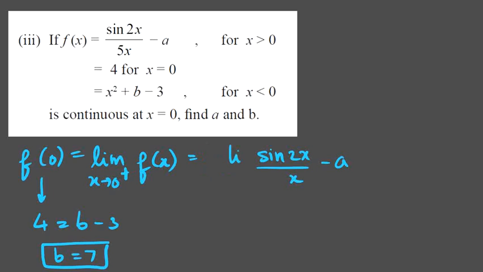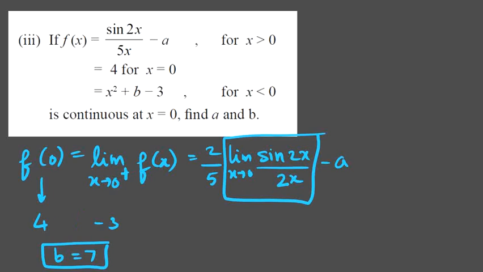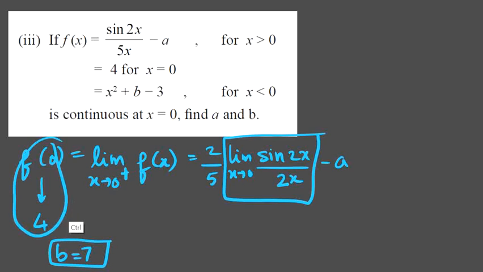So we have limit of x tends to 0. We took that 5 outside. We will bring a 2 here and balance it by writing a 2 here. The value for this limit will be equal to 1 because it's of the type limit of theta tending to 0 sine theta by theta. So we have, okay, b was 7, let's keep that. f of 0 was equal to 4, that will be equal to this term, and this term gets evaluated to 2 by 5 into 1 minus a.